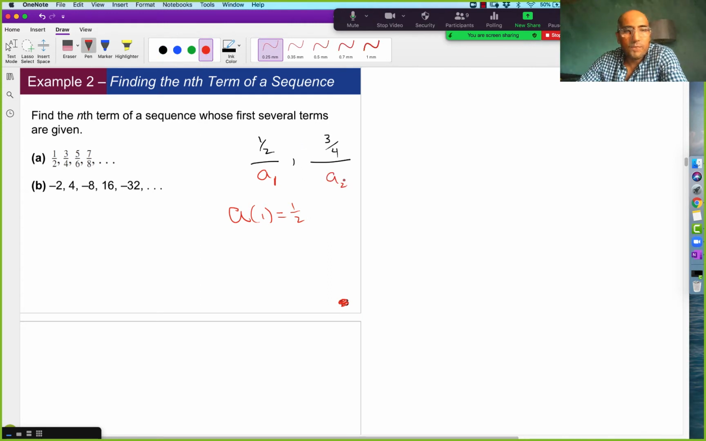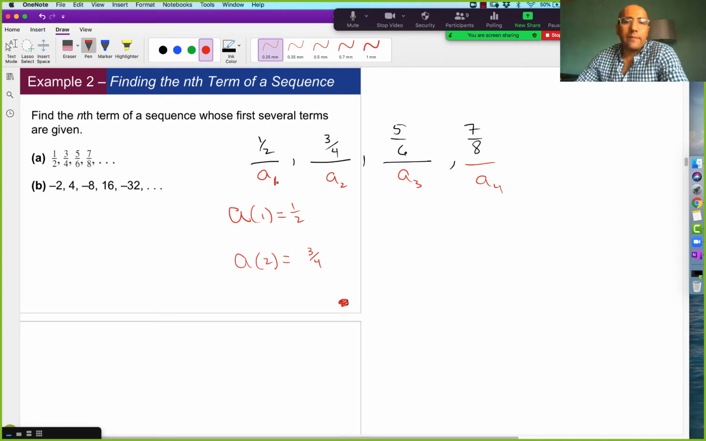a sub 2, that 2 right there will result in 3/4. A of 2 should be equal to 3/4. Good. And so on and so forth. So this should be 5/6, and then the next one should be 7/8. So one formula generates these 4 terms when we plug in their corresponding location values, a sub 3 and a sub 4.